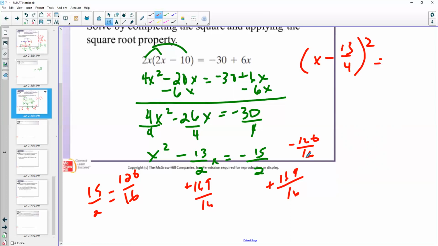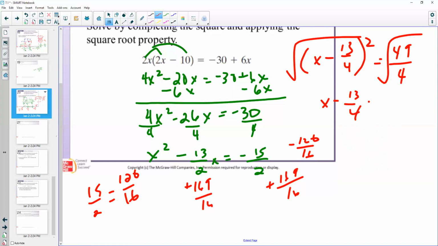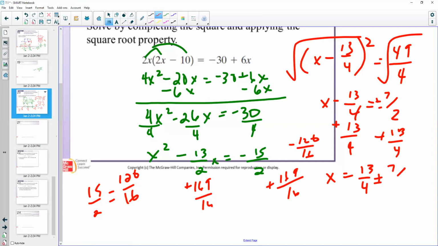So 169 minus 120 is 49. So over this, I'm going to get 49 over 4. Oh, this is going to work out better than I expected. So on the left, I get x minus 13 over 4. On the right, I get 7 over 2, plus or minus. Okay, now I just have to add. So I get x equals 13 over 4, plus or minus 7 over 2.